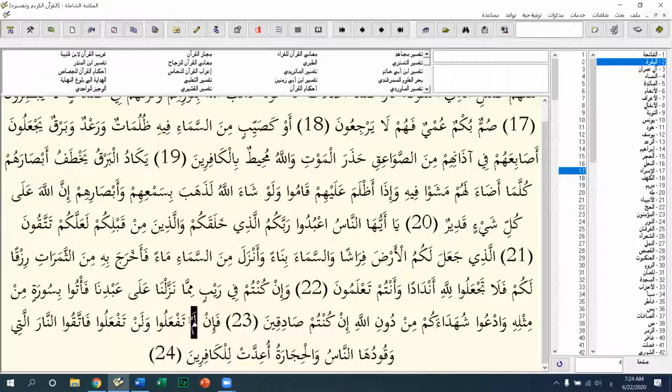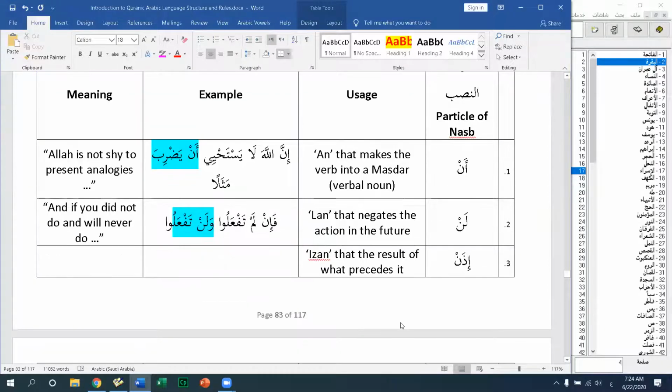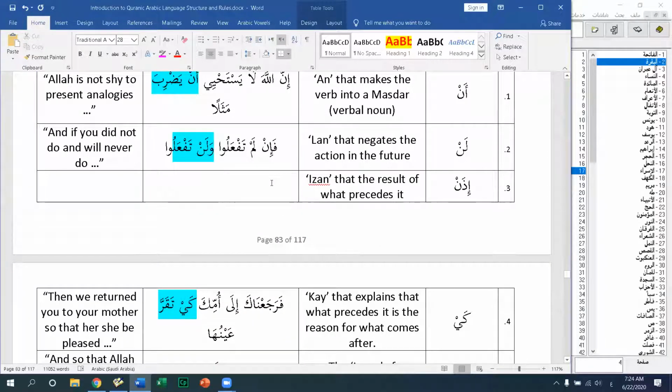So here we have lam الجازمة تدخل على الفعل المضارع فتجزم وعلامة الجزم حذف النون ولن الناصبة تدخل على الفعل المضارع فتنصب وعلامة النصب حذف النون. So in both cases تفعلون becomes لم تفعلوا and لن تفعلوا. إذن I didn't put an example because I didn't find an example in Quran, and I was trying to find all my examples in Quran.